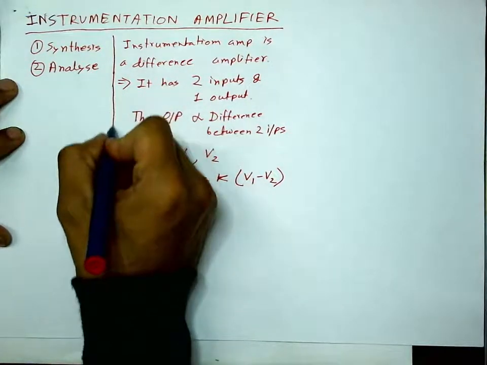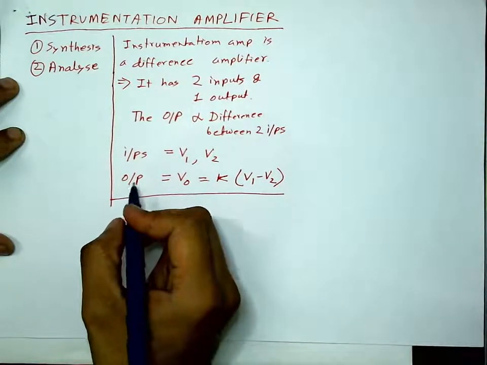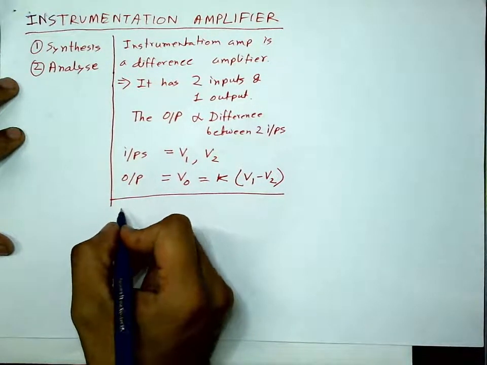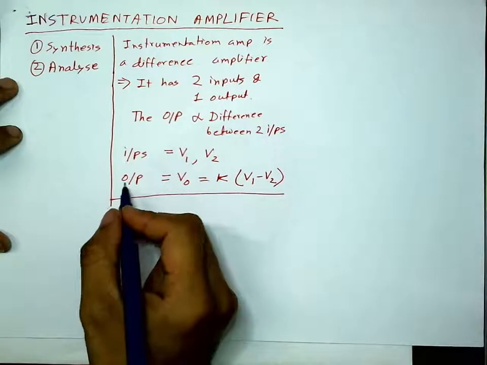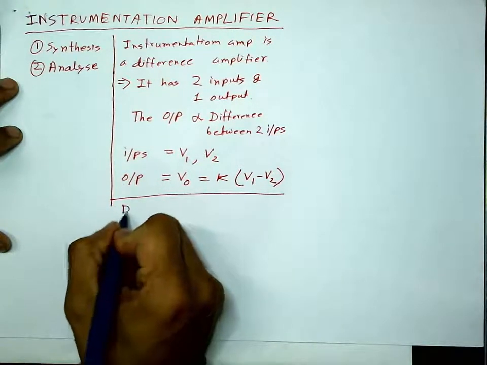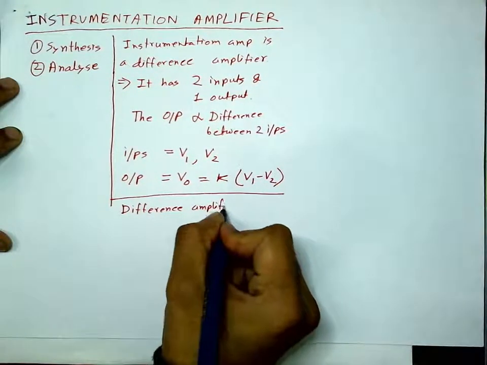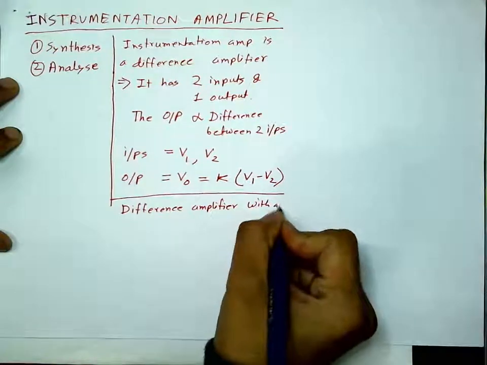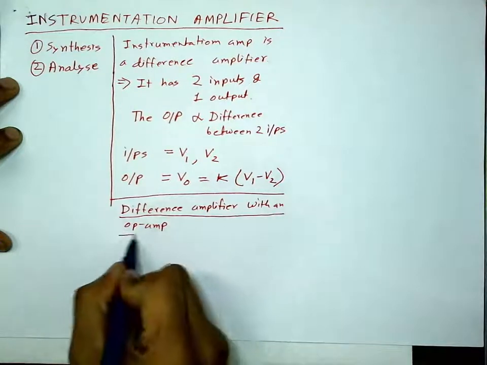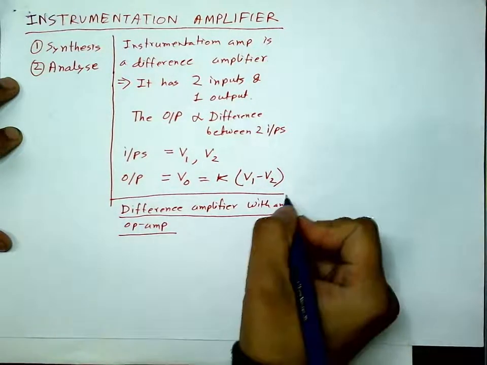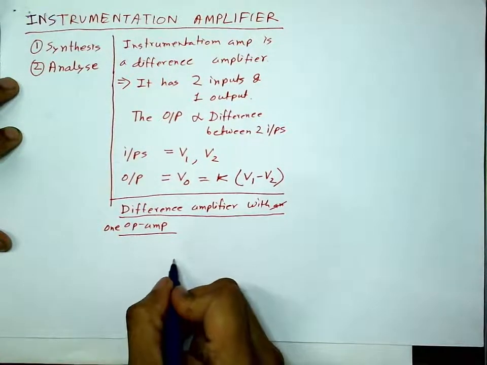Now, I believe you already have studied op-amps and basic circuits like inverting, non-inverting and difference amplifiers with an op-amp. So let me just recap one circuit: the difference amplifier with one op-amp, only one op-amp. So that circuit looks like this.